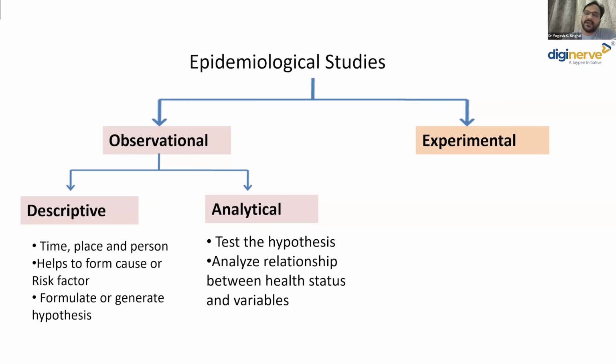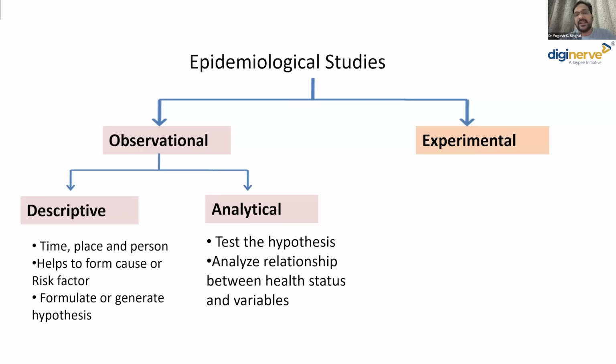So by using a descriptive study, what we do is formulate a hypothesis. Suppose in the world, for the first time, a few cases of diarrhea came into existence and we started a descriptive study. We formulate the hypothesis that these persons consumed old food or undercooked food, and after eating undercooked food, they developed diarrhea, food poisoning.